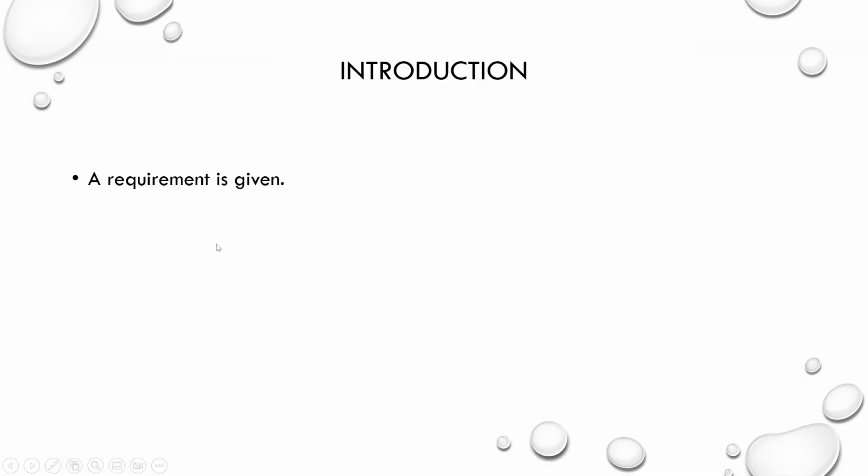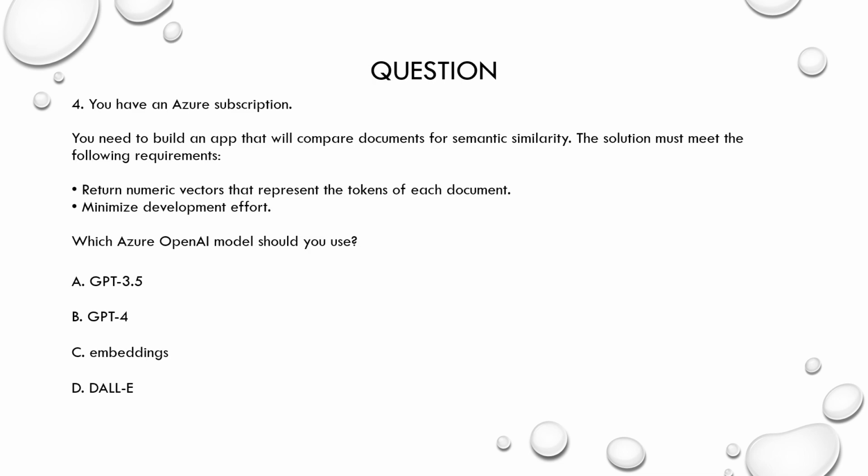Now to the format of the question. A requirement is provided. You have to choose the most suited OpenAI model to fulfill the requirement. The question is, you have an Azure subscription. You need to build an app that will compare documents for semantic similarity. The solution must meet the following requirements. Return numeric vectors that represent the tokens of each document. Minimize development effort. Which Azure OpenAI model should you use? Now the options are GPT 3.5, GPT 4, embeddings, and DALL-E. Which model should we choose to fulfill the above requirement?